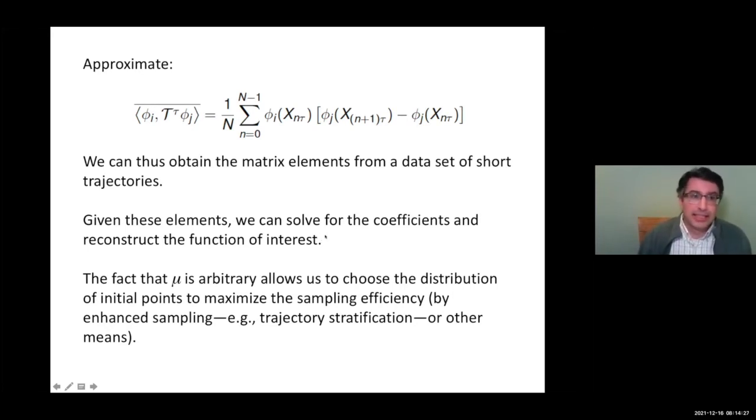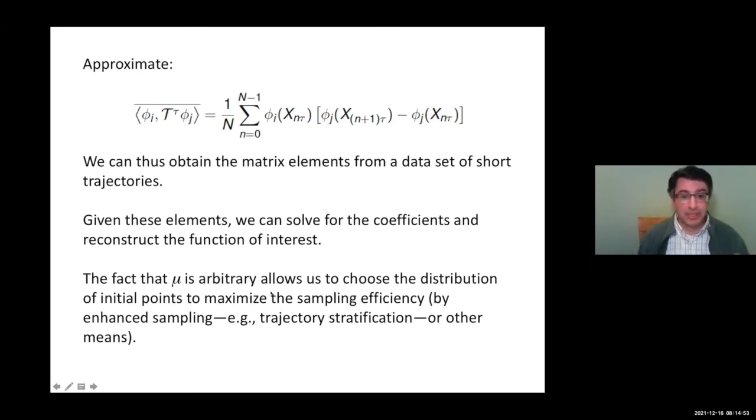Now, something I didn't emphasize before is that when we form these inner products, it's an integral over a distribution, the sampling distribution mu. And that can actually be an arbitrary distribution. So that's going to give us a lot of freedom to optimize the procedure. So it can be an enhanced sampling approach.